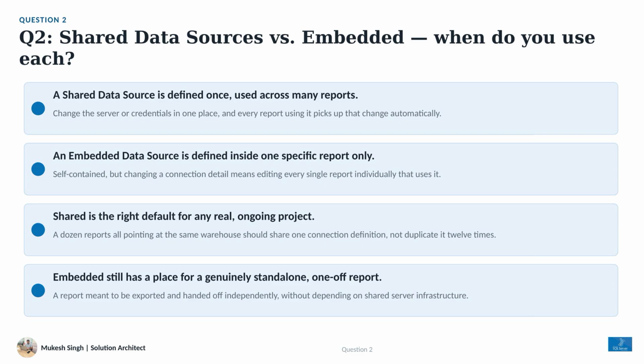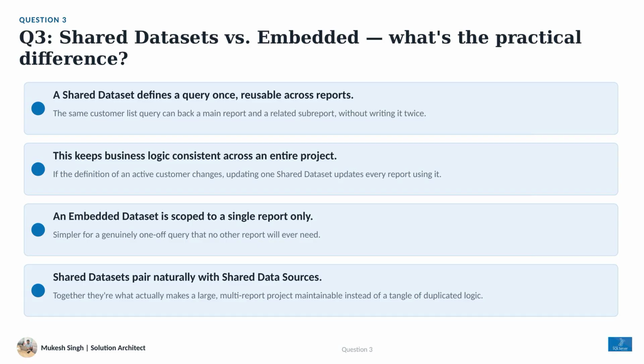Shared datasets versus embedded. What's the practical difference? A shared dataset defines a query once, reusable across multiple reports. The same customer list query can back a main report and a related subreport, without writing that query twice. This keeps business logic genuinely consistent across an entire project. If the definition of an active customer ever changes, updating one shared dataset updates every report that uses it.